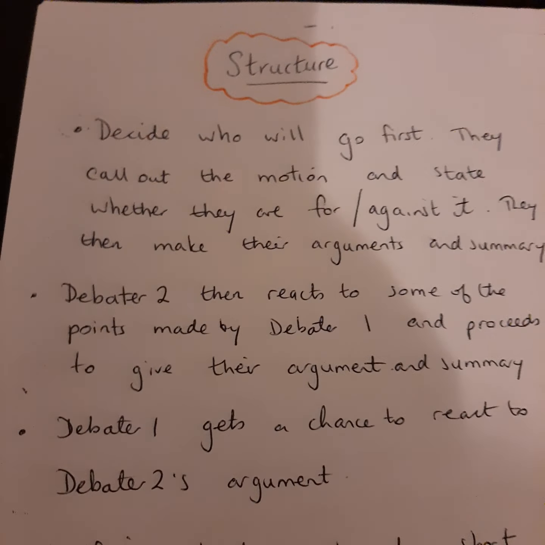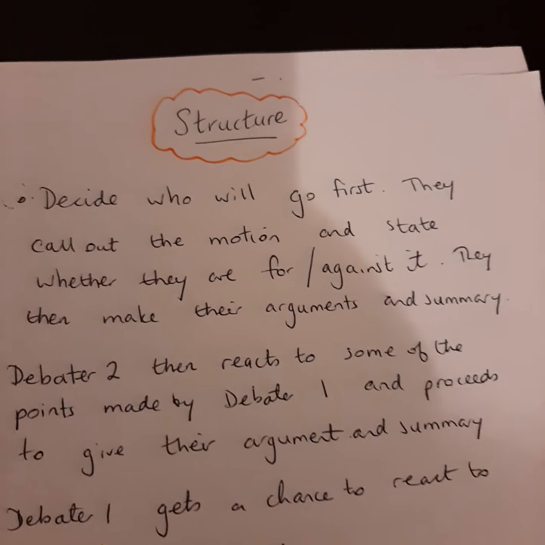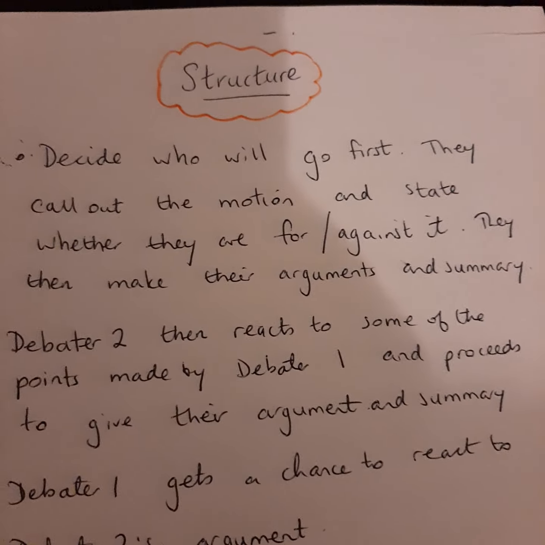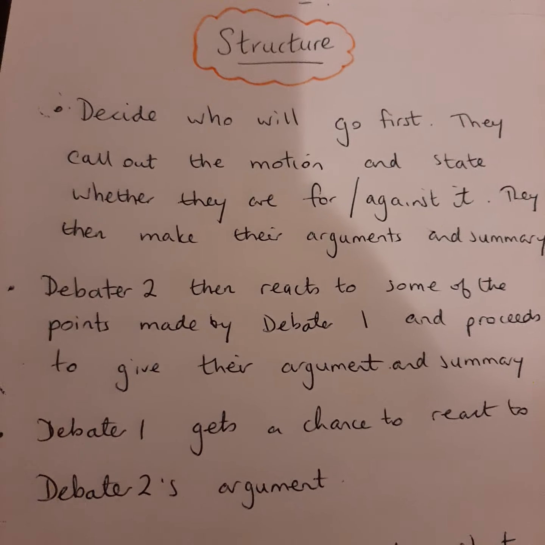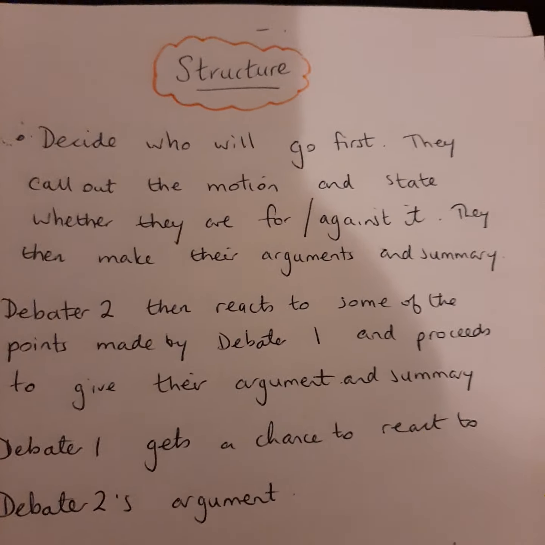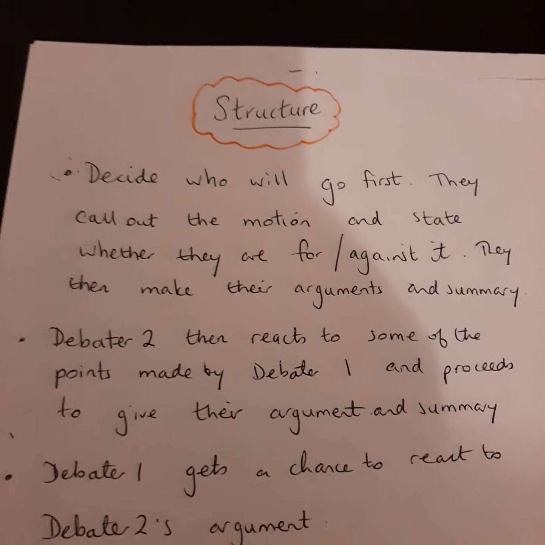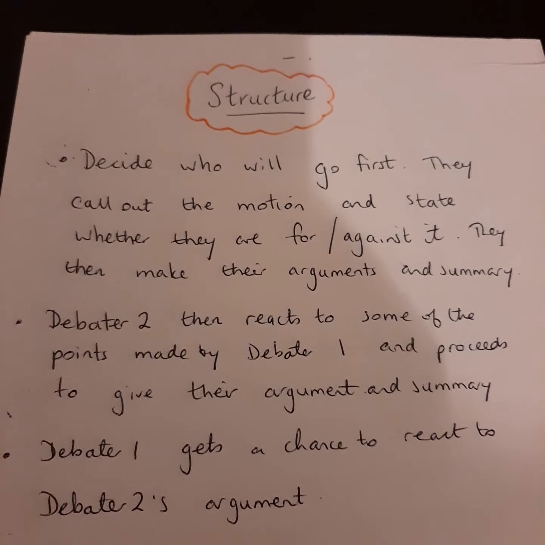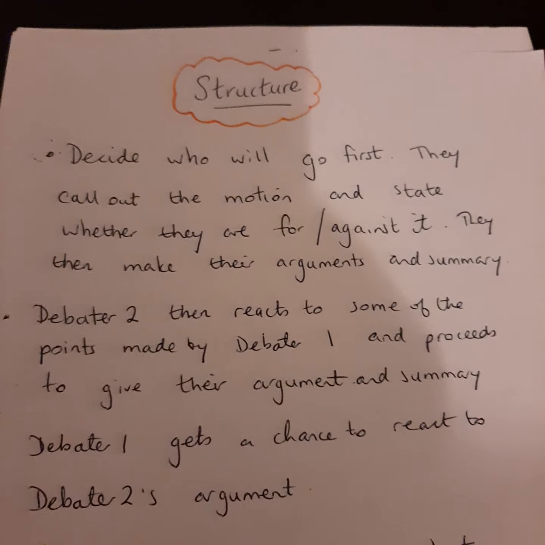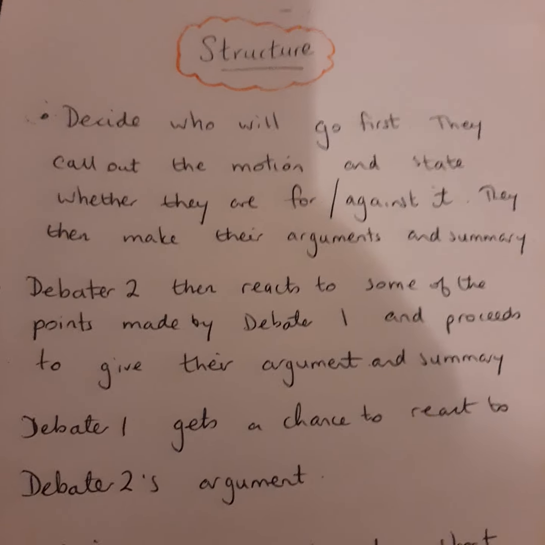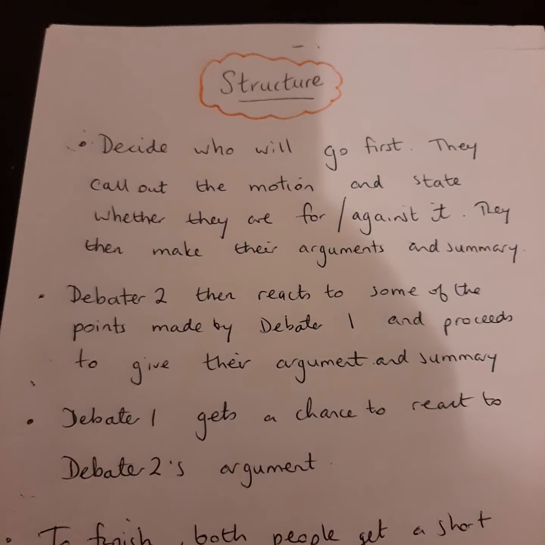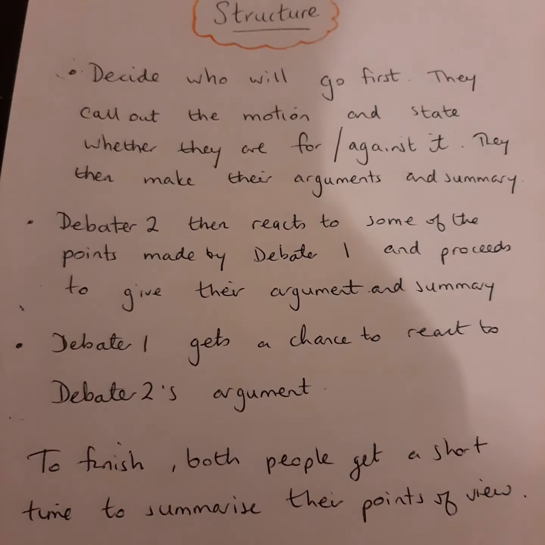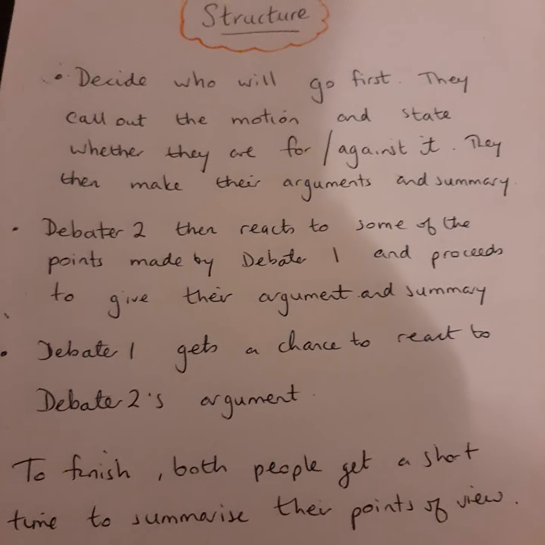Okay, then they can move into their own argument, again saying something completely contrary to what the other people are saying. Maybe you could put a moral aspect to it here by saying, why should these people be getting millions of euro when there's people starving in other countries? Or this sport is turning into a business and it's taken away from the values that sport is meant to bring. Okay, then debater 1 will get a chance to react to debater 2's argument, and then to finish, both people get a short time to summarize their points of view.